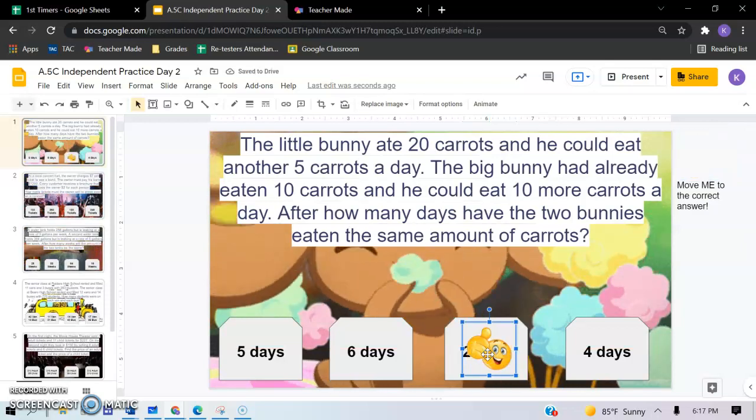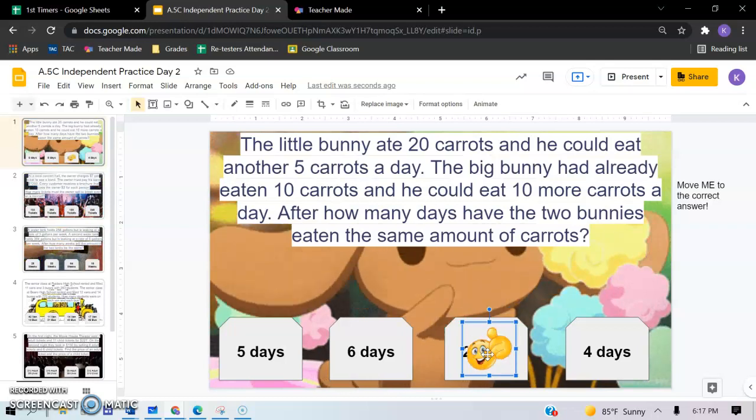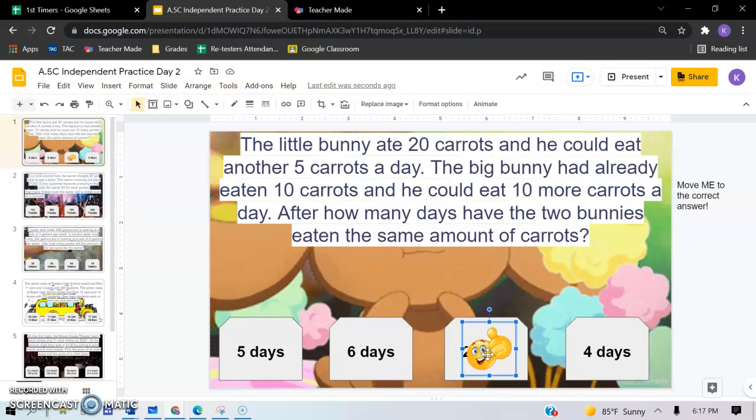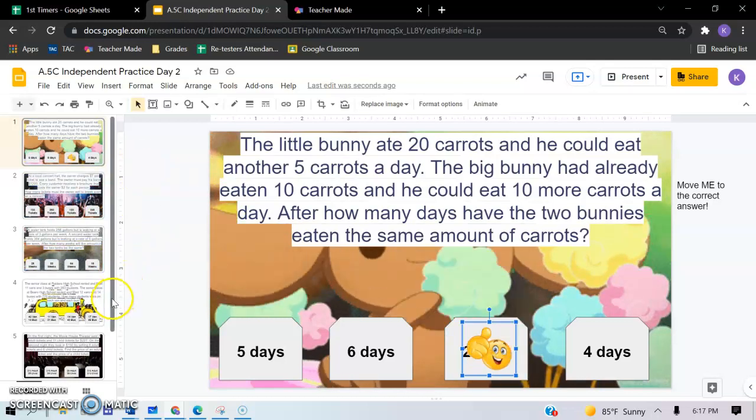So you're going to have 5 to work on your own for the next, whatever time that you have left. Click on turn in, and then you will get your grade either that same day or the following day.